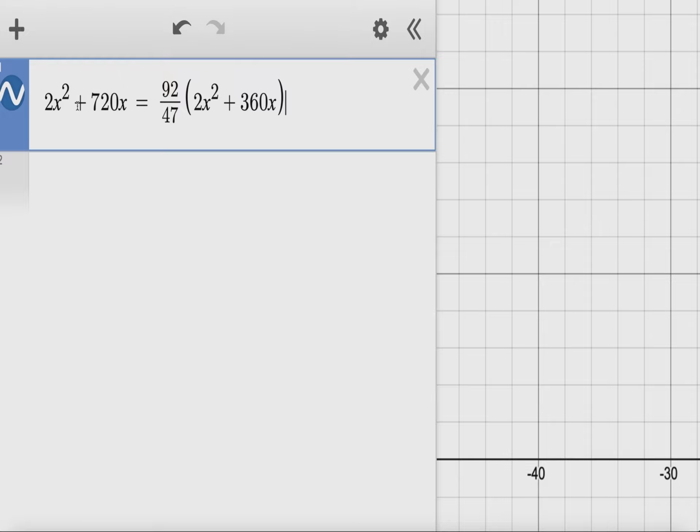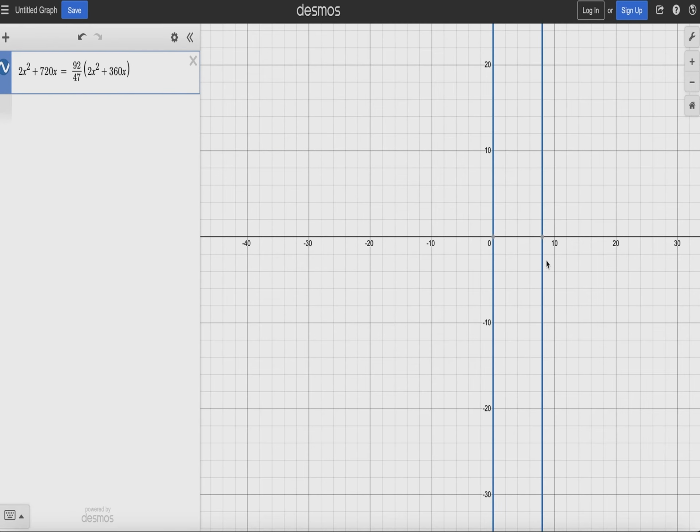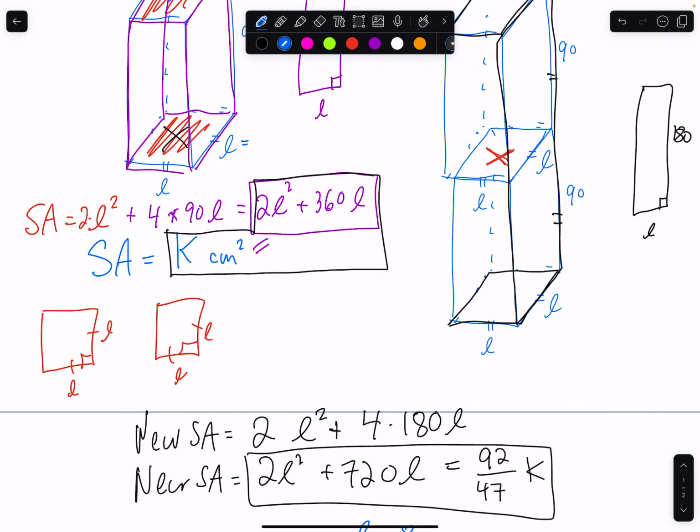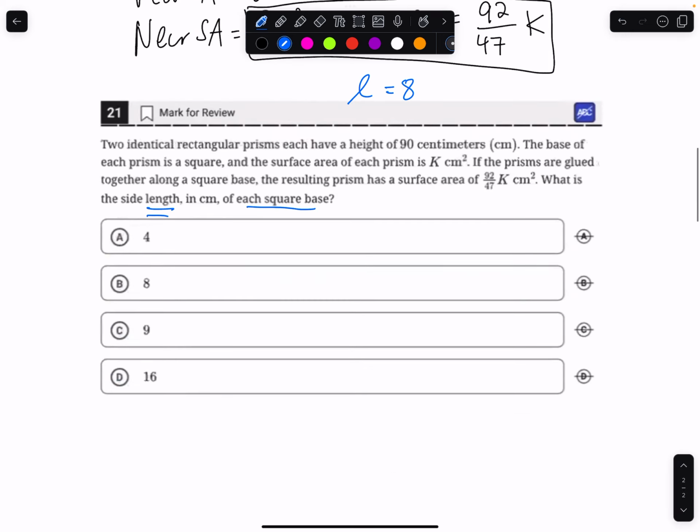You should honestly use it for 90% of the questions that you're solving and or checking. It's a tremendous tool. And again, we get x to be 8. That was the length of the base, which is what the problem was originally asking for. So answer choice B is the winner. So in the end, we got L was 8. What is the length of each square base? That's what we defined as L. The length is in fact 8. So we have answer choice B.